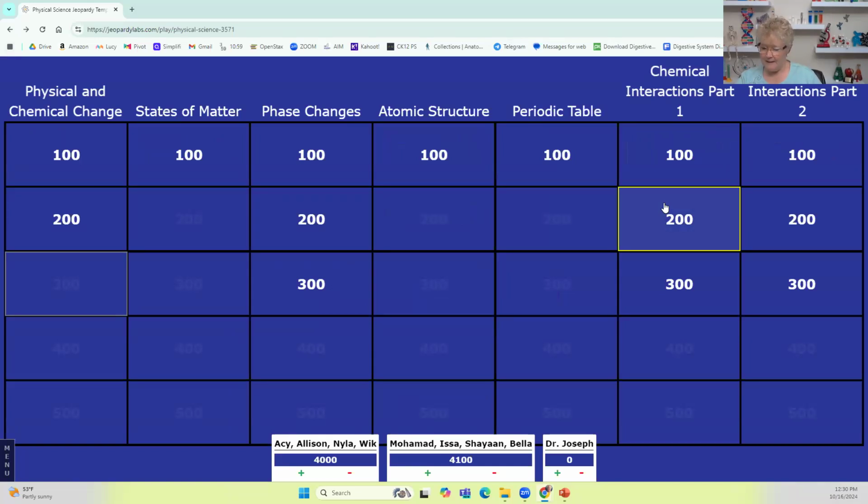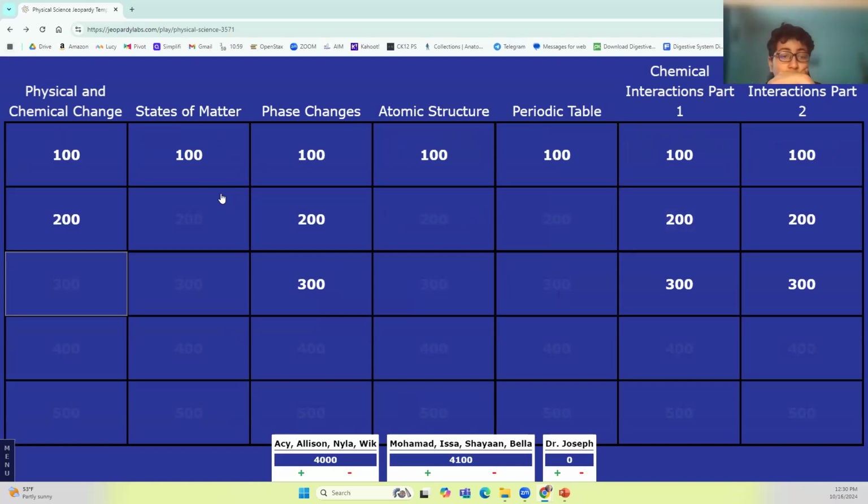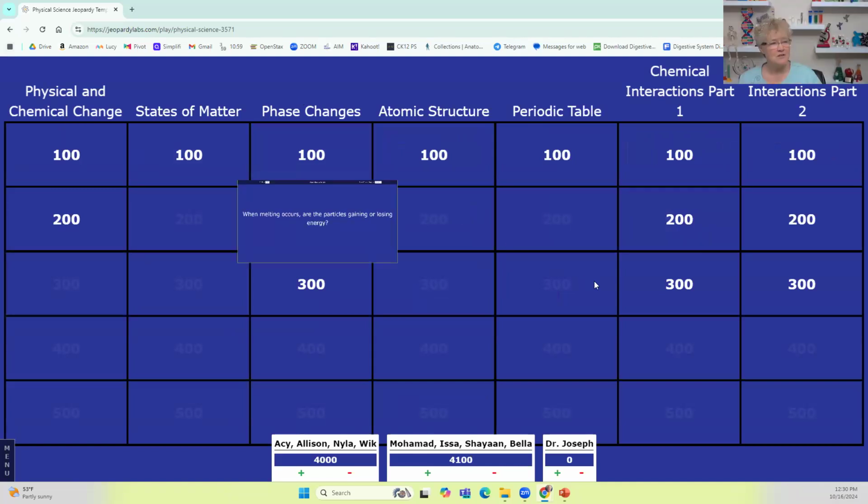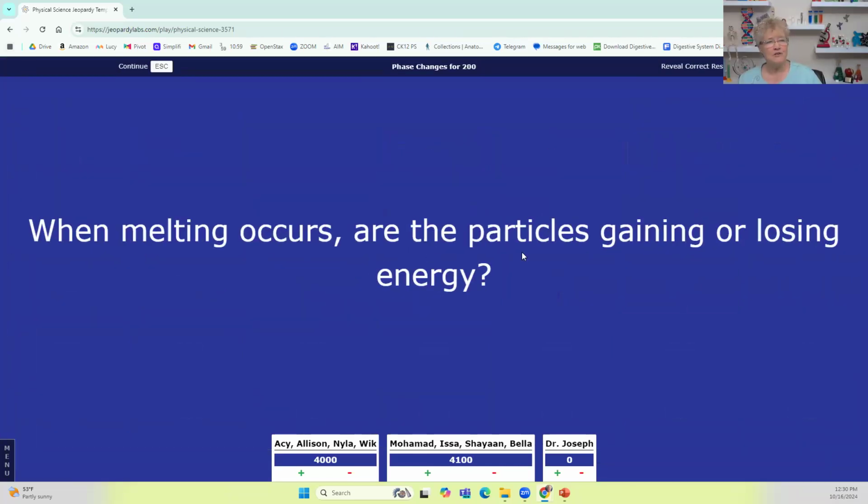Mohammed. Phase changes 200. When melting occurs, are the particles gaining or losing energy?